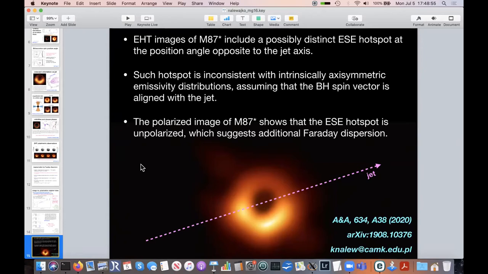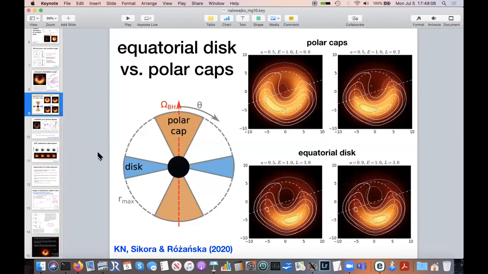I was just wondering about your interpretation that you've explored regarding the polar cap emission as a possible source for the hotspot. Right, on this slide. So what height do you need for the source to be? Because I would naively expect that if you are too close to the black hole, at this nearly face-on orientation, you would see this hotspot closer inside the dark region.